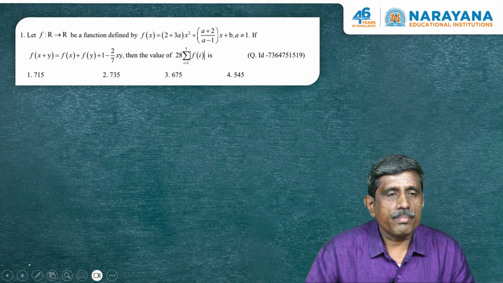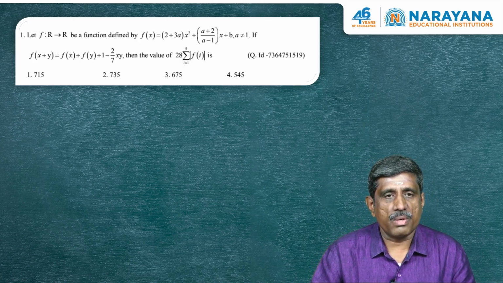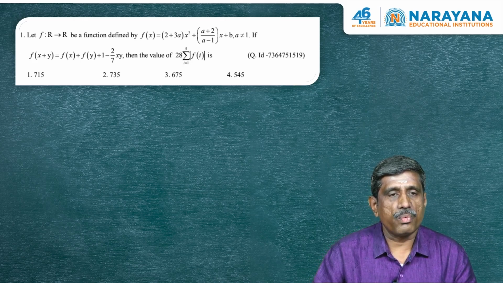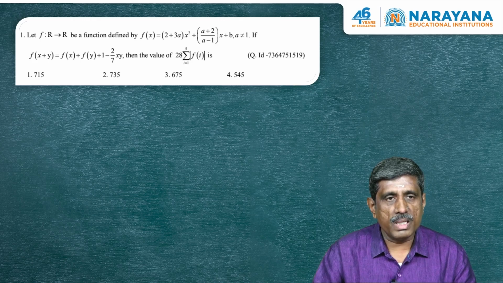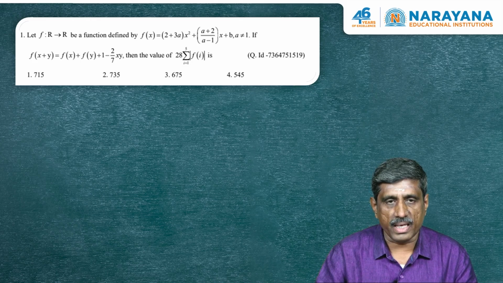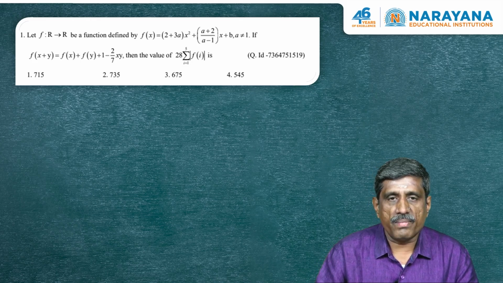See the first question. A function f from R to R is given by f of x is equal to 2 plus 3a into x square plus a plus 2 by a minus 1 into x plus b. If f of x plus y is equal to f of x plus f of y plus 1 minus 2 by 7 into xy, then we are asked to find the value of 28 times sigma i is equal to 1 to 5 modulus of f of xi. Here we need to find the function f of x first of all.